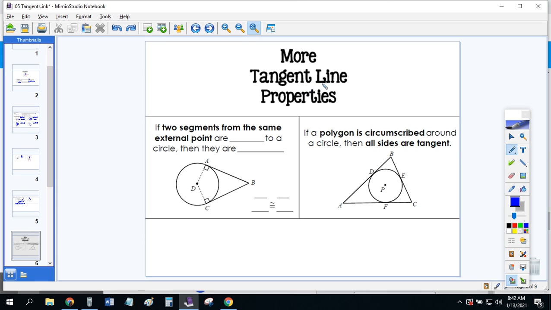All right, a couple more tangent line properties. And these are actually theorems. There's another theorem that says if two segments from the same external point are tangent to a circle, that's what goes in this first blank, then they are blank. While I'm writing the word tangent here, think about what might be true about those two segments, AB and BC. It feels like they might be the same length, and it turns out indeed that they are congruent.